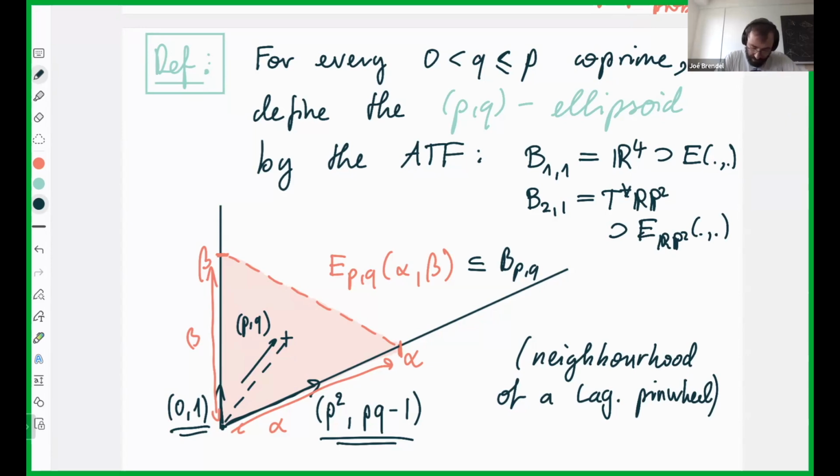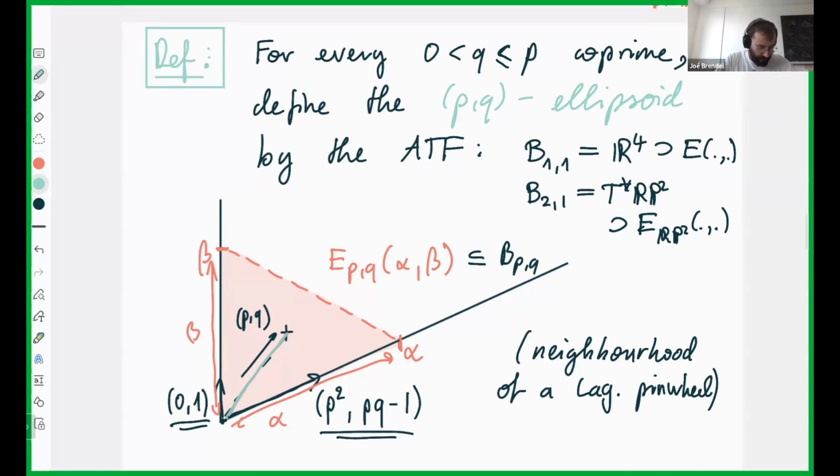And in general, this is a neighborhood of a so-called Lagrangian pinwheel. So the first non-trivial Lagrangian pinwheel is RP2, whose neighborhood is the zero section in the cotangent bundle. And in general, we have higher pinwheels sitting over this dashed line here. I don't want to go into what pinwheels are. I can do it in the questions section if someone wants me to, but I don't actually need them. I only need their neighborhood, which is in our case the ellipsoids that we are looking at.